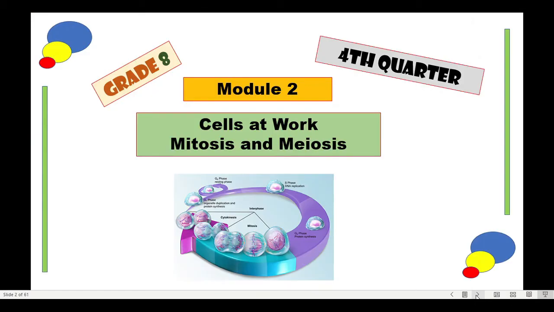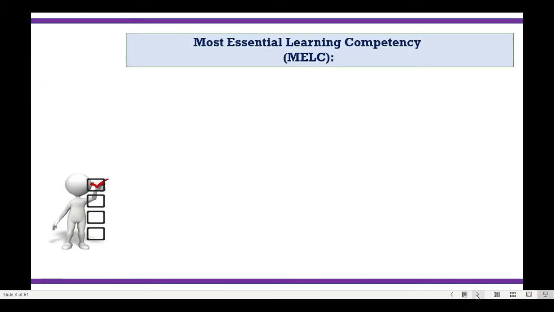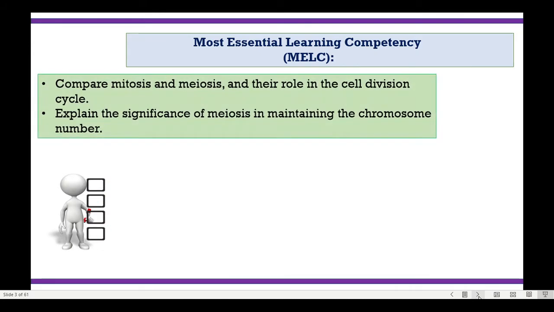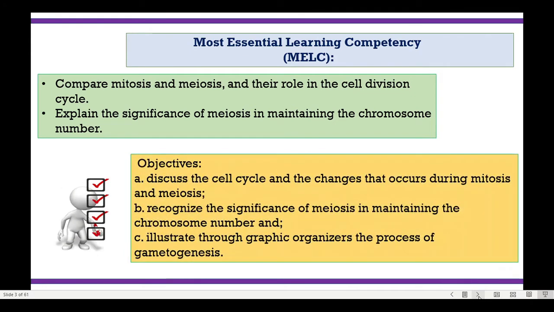We are now on 4th quarter, Module 2, Cells at Work, Mitosis, and Meiosis. For our most essential learning competencies, we have: compare mitosis and meiosis and their role in the cell division cycle, explain the significance of meiosis in maintaining the chromosome number. And for the following objectives, letter A, discuss the cell cycle and the changes that occur during mitosis and meiosis. Recognize the significance of meiosis in maintaining the chromosome number and illustrate in two graphic organizers the process of gametogenesis.